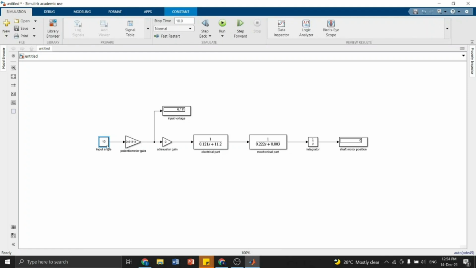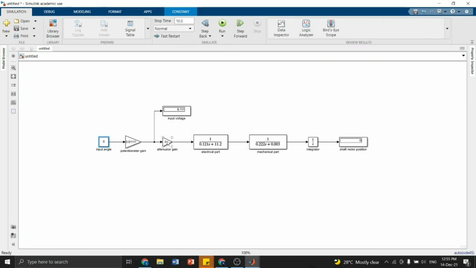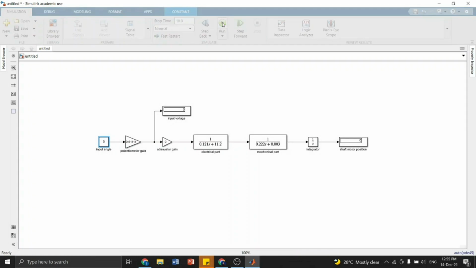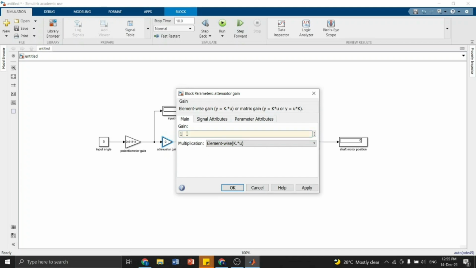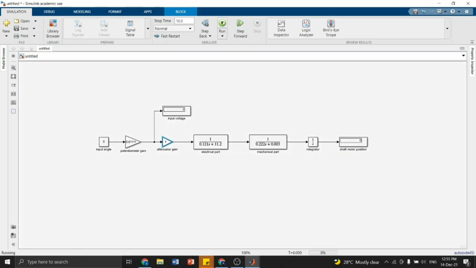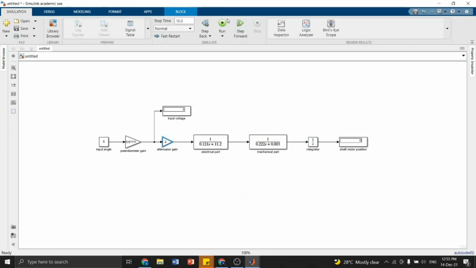Now, let's set the input angle to zero and increase the attenuator gain from 0 until 10, and let's see what happened to the motor shaft position. Let's run the simulation. Now I will change the attenuator gain to 1, and I will repeat this step until the attenuator gain is 10.